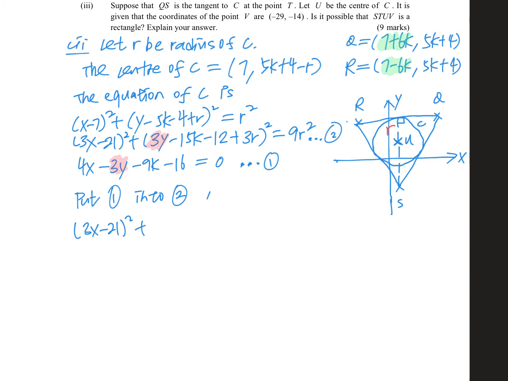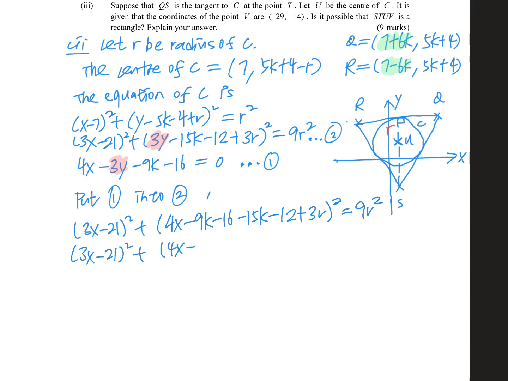So that's why 3y can be replaced by 4x. Okay, good. 4x, and then minus 9k, and then minus 16, and then minus 15k, and then minus 12, and then plus 3r, all squared equals 9r squared. And then tidy up a little bit, and you will see, wow, that will be 4x, and then minus 24k, and then plus 3r, minus 28, all squared equals 9r squared.